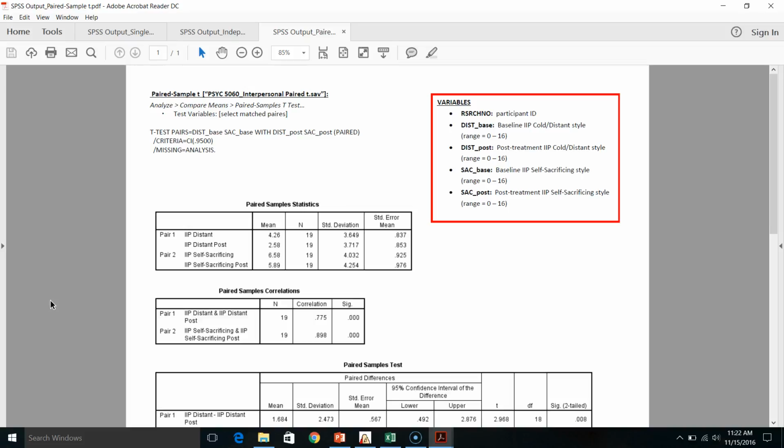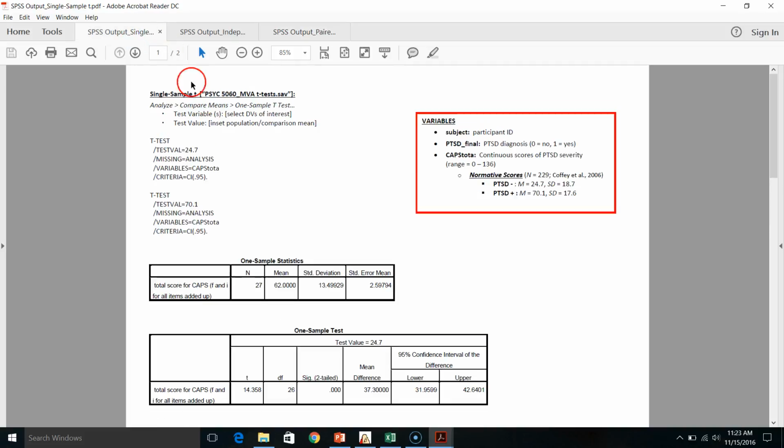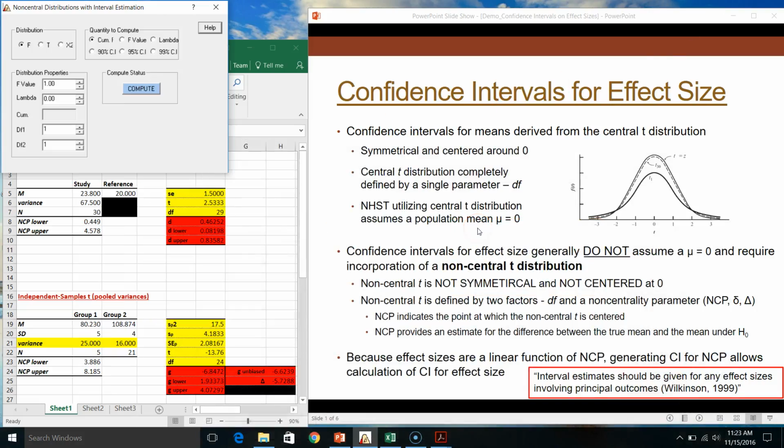And then the example that we're going to be using for the paired sample case is this handout that we had gone through when we were doing the paired sample T, looking at pre- to post-treatment differences in cold, distant interpersonal styles. So does inpatient treatment address this cold, distant interpersonal style? These are handouts that you already have. These are just examples that we're going to pull from when calculating the effect size and then the confidence interval around that effect size. So have those up if you want to get a good look at where some of these data are coming from.